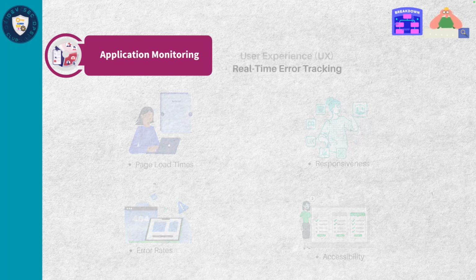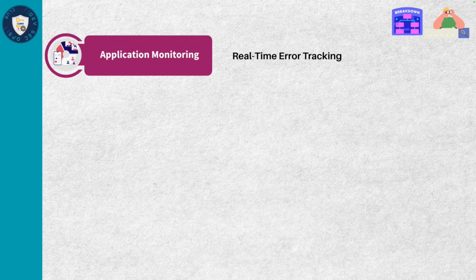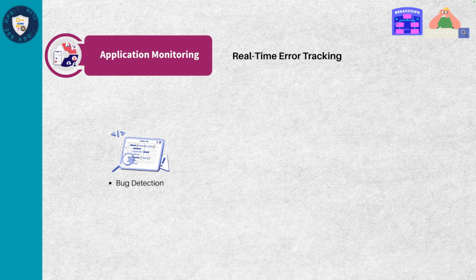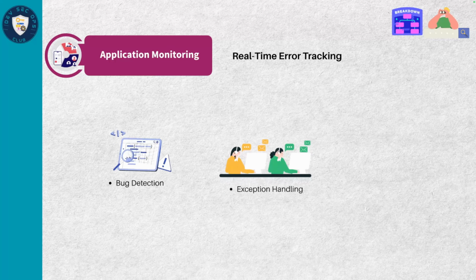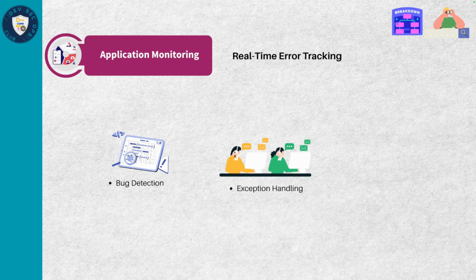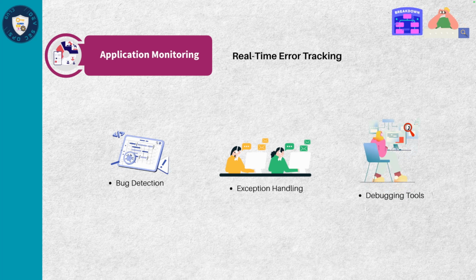Next, we have real-time error tracking, detecting issues as they happen to allow instant troubleshooting. This includes bug detection, identifying software glitches that impact functionality. Exception handling, which is logging and fixing errors before they disrupt overall operations. And debugging tools provide insight to developers for fast issue resolution. Detecting errors in real time helps prevent major failures, saving time and resources on fixes. So this is about real-time error tracking.